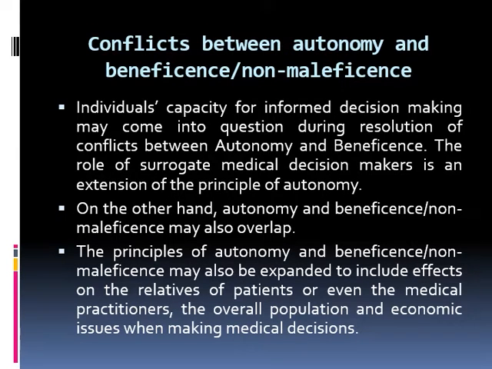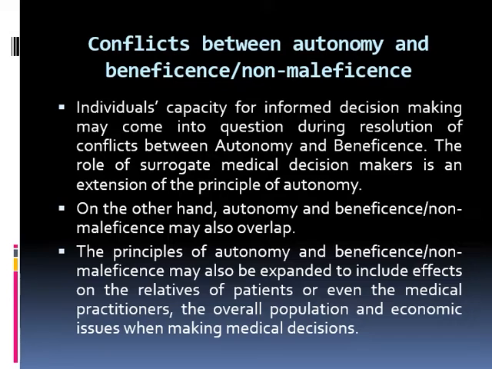Individuals' capacity for informed decision-making may come into question during resolution of conflicts between autonomy and beneficence. The role of surrogate medical decision-makers is an extension of the principle of autonomy. On the other hand, autonomy and beneficence/non-maleficence may also overlap. For example, a breach of patient's autonomy may cause decreased confidence for medical services in the population, and subsequently less willingness to seek help, which in turn may cause inability to perform beneficence.